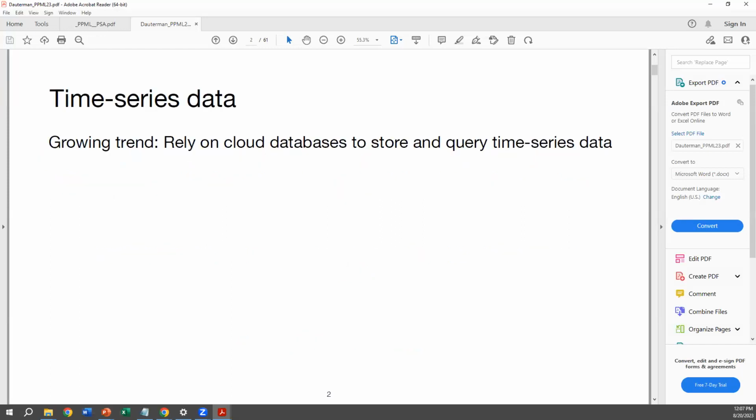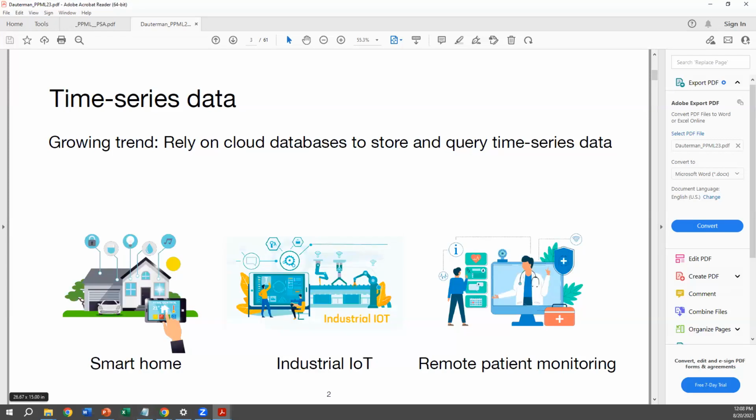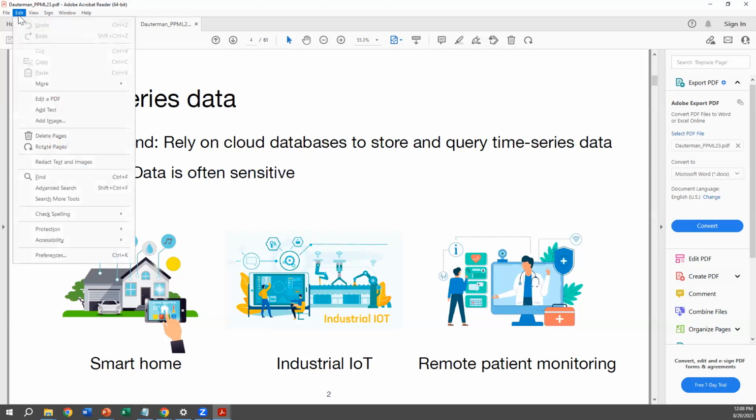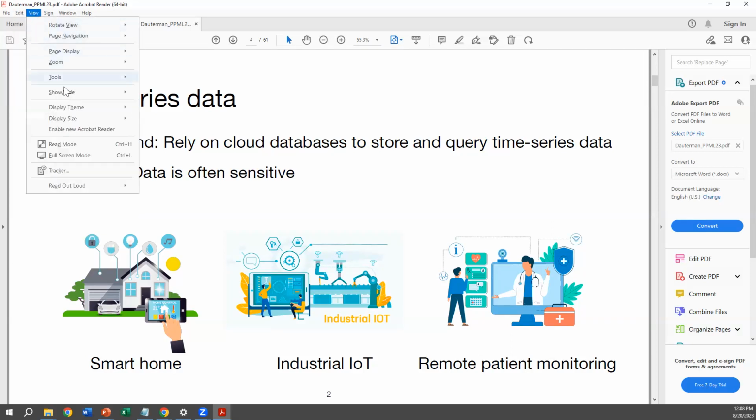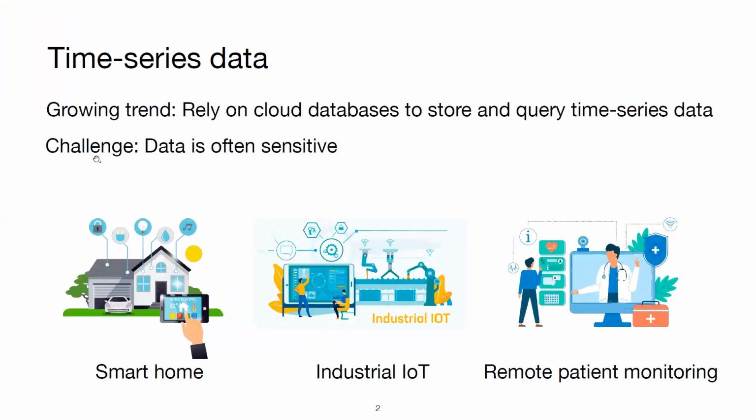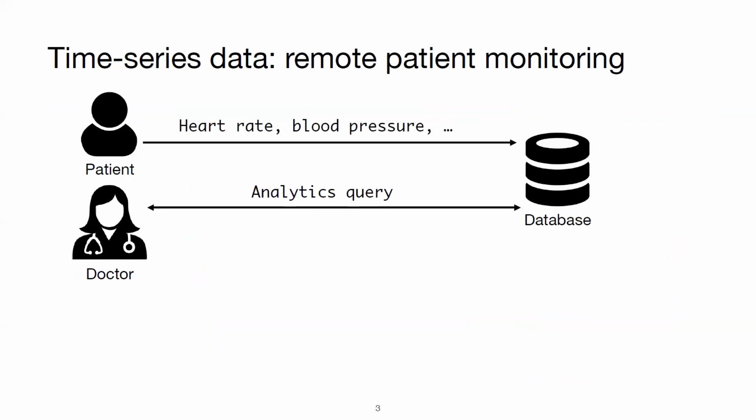So there's a growing trend of relying on cloud databases to store and query time series data. And applications of this include smart homes, industrial IoT, and remote patient monitoring. One challenge with all these applications is that the data is often sensitive. And so there's a danger of server compromise.